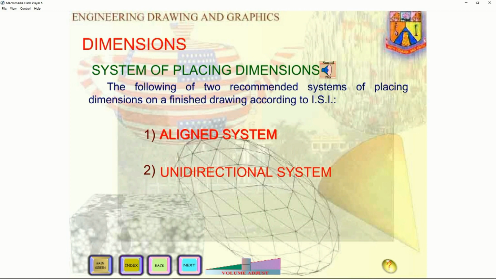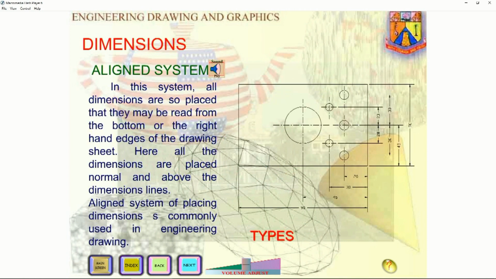So, how to generate, how sequentially you have to follow. Suppose there is a horizontal dimension and a vertical dimension, in what sense you have to follow the dimension text, not dimension lines, arrowheads and extension lines. The text you have to follow, whether horizontally or vertically or aligned, that is the aligned system. In this aligned system, all dimension values should be parallel. If the dimension lines are horizontal, the text or value of the dimension is also horizontal. If the dimension is vertical, the text or value of the dimension is also vertical.